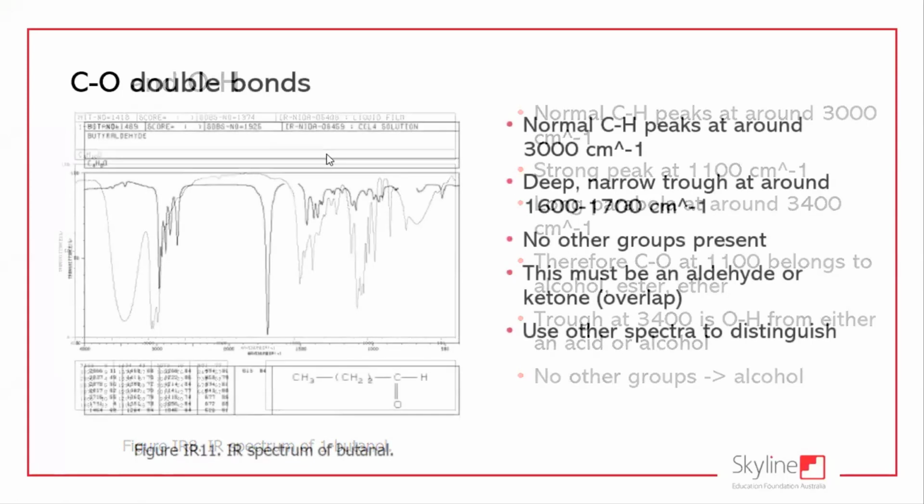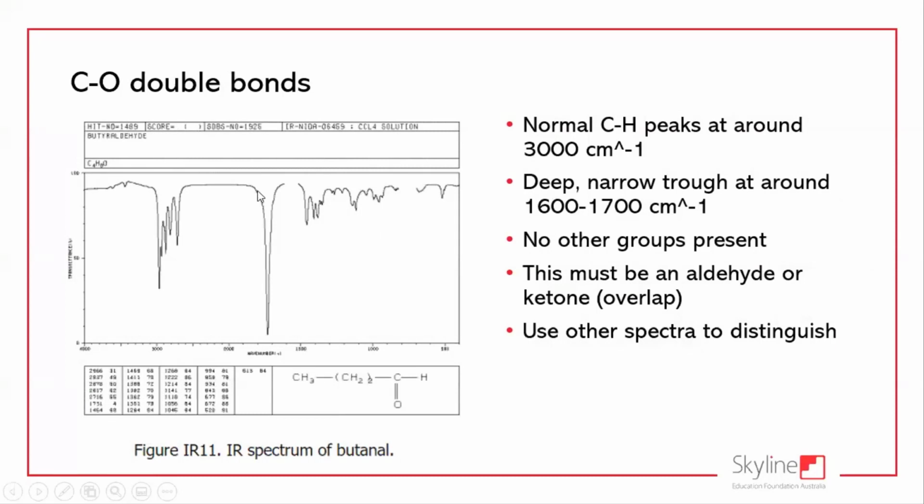All right, okay. So that's almost like a smile, I imagine, that OH. C double bond O is a bit different. You can see at around 1,600 to 1,700, we have this bad boy here. It's almost like a sword pointing down. When we see this big point here that almost goes down to 100% absorbance, you know that it's a C double bond O. Now, what molecules have C double bond O? Well, we have aldehydes, ketones, and carboxylic acids.